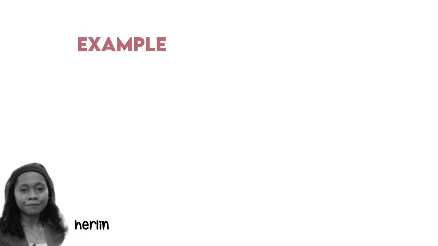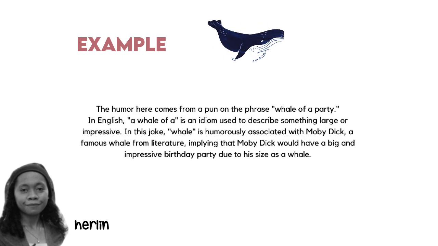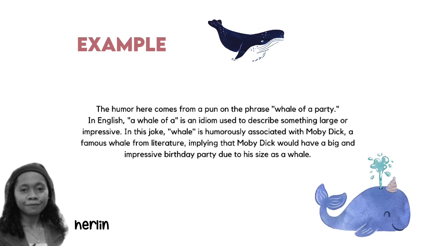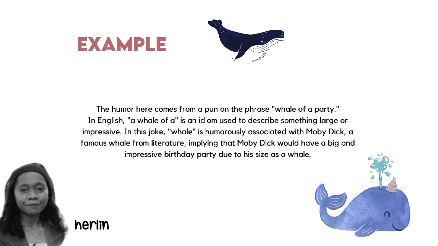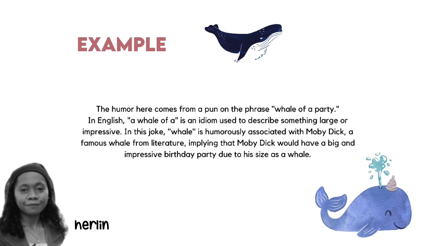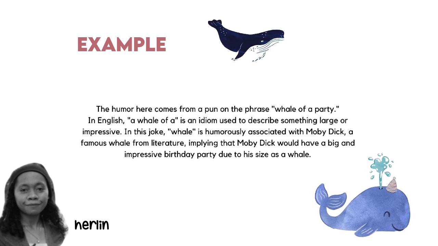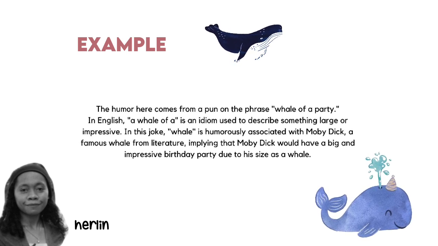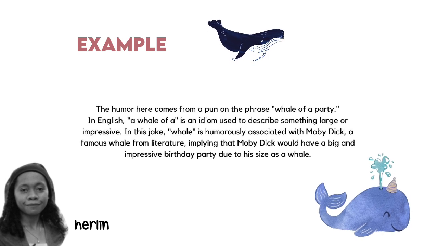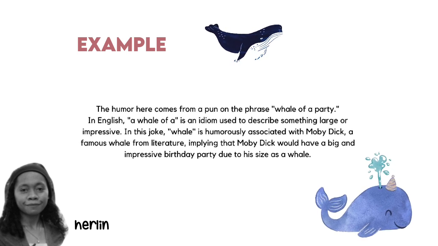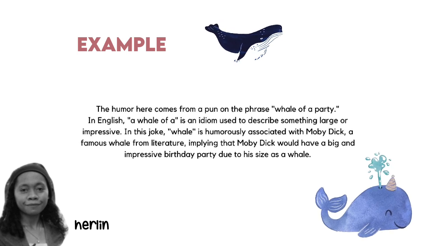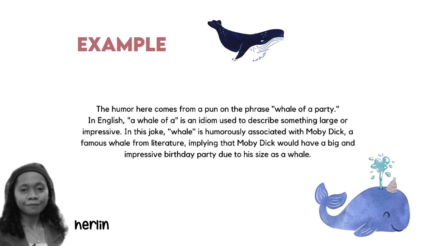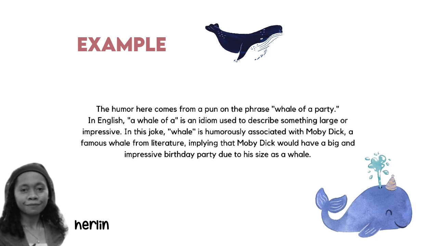So the first one: how does Moby Dick celebrate his birthday? He has a whale of a party. The humor here comes from a pun on the phrase "whale of a party." In English, a whale of something is an idiom used to describe something large or impressive. In this humor, whale is humorously associated with Moby Dick, a famous whale from literature, implying that Moby Dick would have a big and impressive birthday party due to his size as a whale.